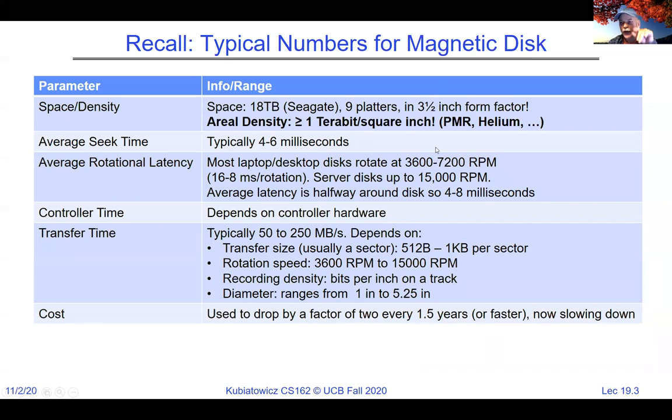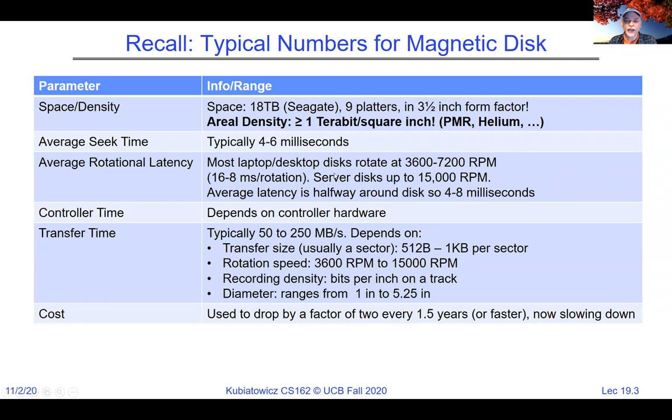We have perpendicular recording domains, and so the magnetization that represents a 1 or 0 actually goes into the surface. Typically, there's helium inside there to help reduce the friction of the disk spinning around. The seek time is typically in a 4 to 6 millisecond range, although a good operating system with good locality will get this down to a third of that time on average. This particular time that's spec'd out is the average time to go from any track to any other track.